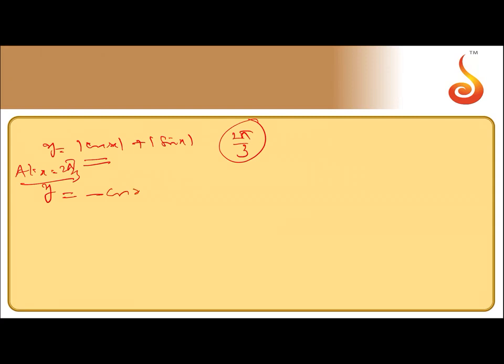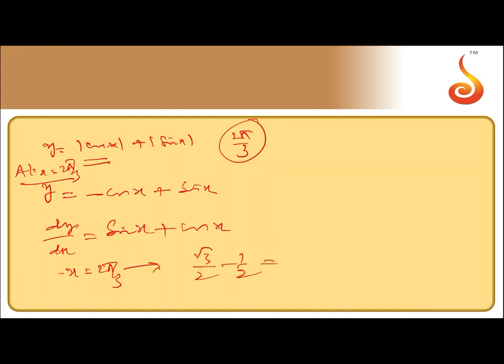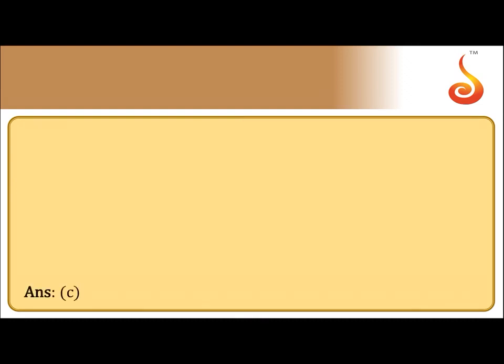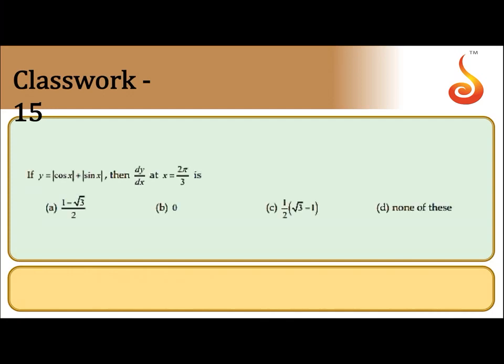So y equals minus cos x plus sin x, and the derivative of this one is dy by dx equals plus sin x plus cos x, because the derivative of minus cos x is plus sin x. And therefore at x equals 2 pi by 3, when I substitute, sin is root 3 by 2 and cos is minus 1 by 2. So the answer equals root 3 minus 1 by 2. So the answer is, yes, root 3 minus 1 by 2. C answer.